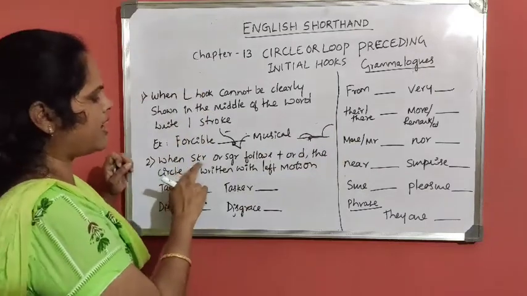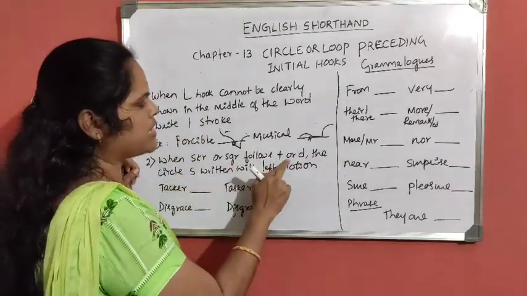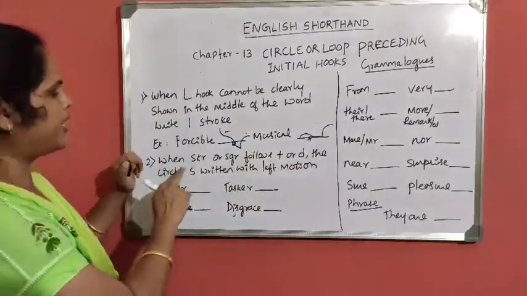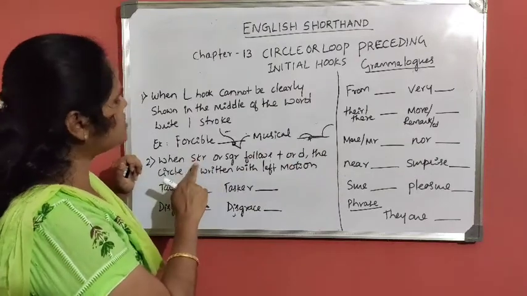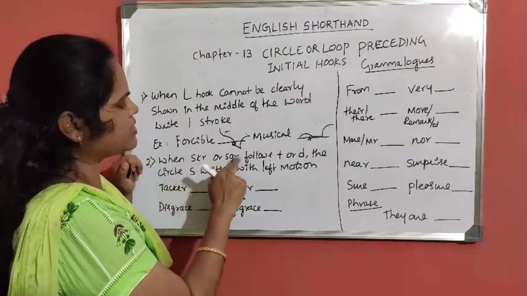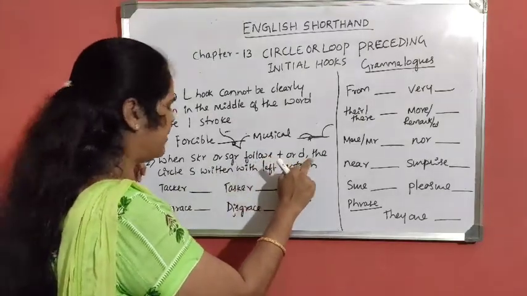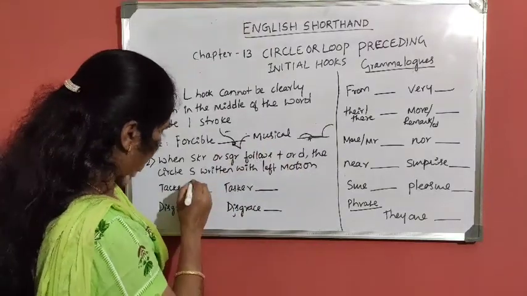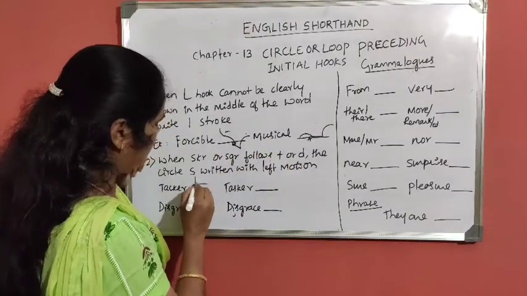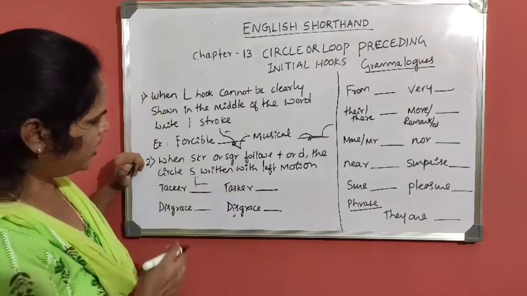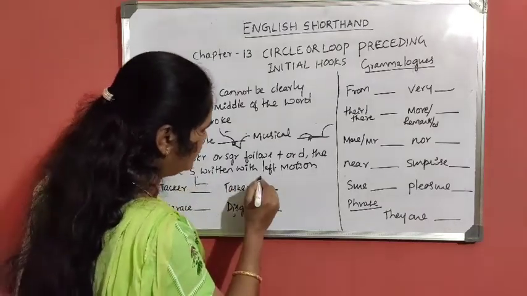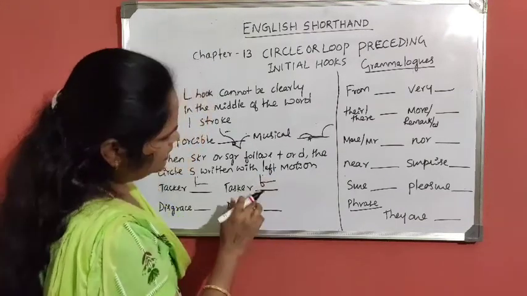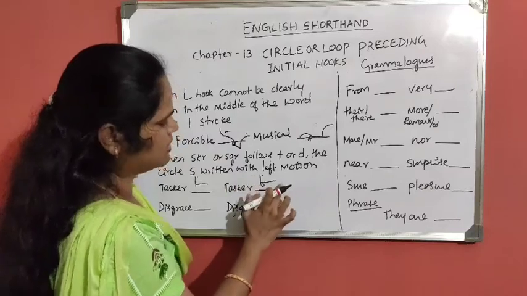Then when SKR or SGR follows T or D, the circle S is written with left motion. When SKR, that is circle S with cur, or circle S with gur follows T or D, the circle S is written with left motion. Example, packer, T plus cur, C, A vowel, first place vowel. Then tasker, like this you have to write. This is T circle S plus cur.